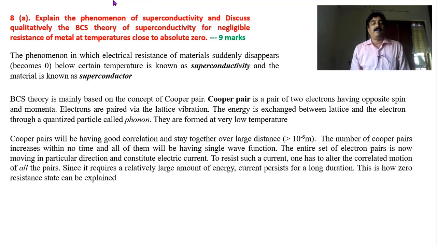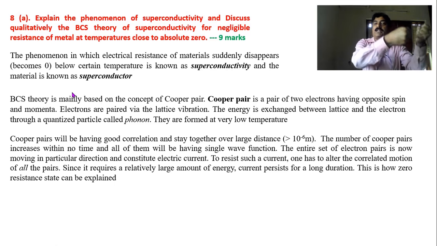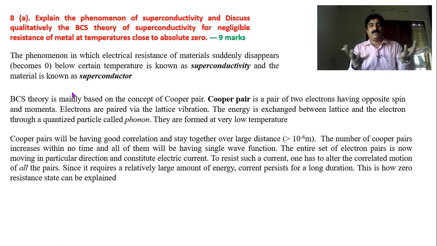Let us proceed further. Cooper pairs will have good correlation and stay together over a large distance. And between 2 Cooper pairs, this pair and another pair, not only 2 pairs, between any number of Cooper pairs, there will be a sort of mutual understanding. This is what is called correlation, understanding or cooperation. And all of them will move in the same direction within a small distance of 10 power minus 6. Actually I have called it a large distance.